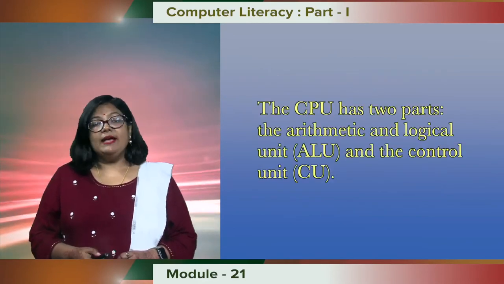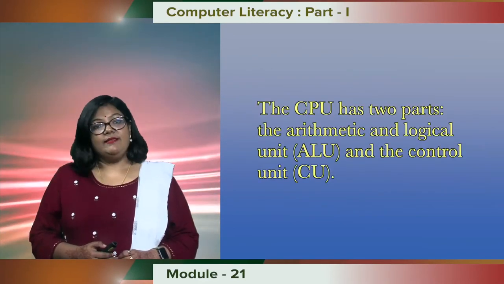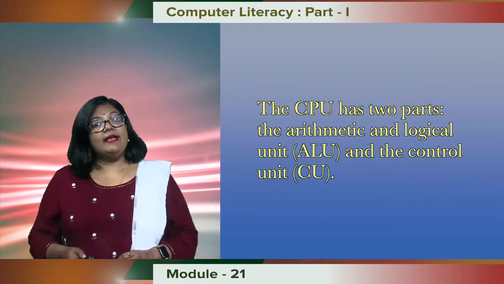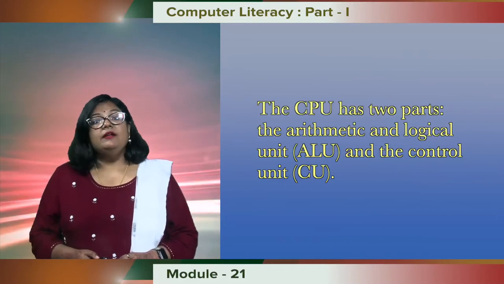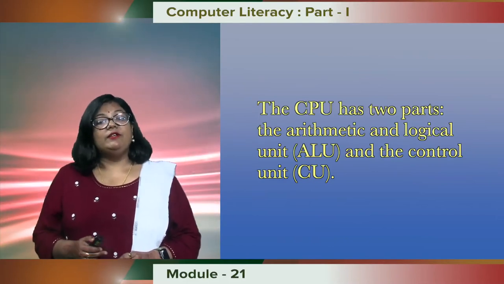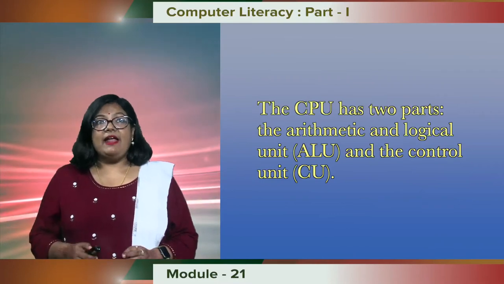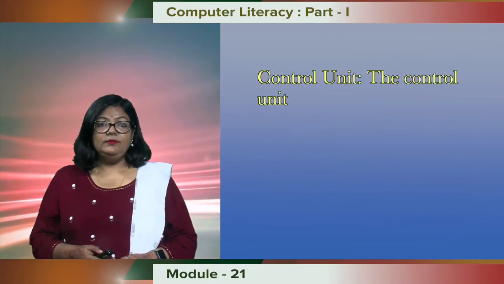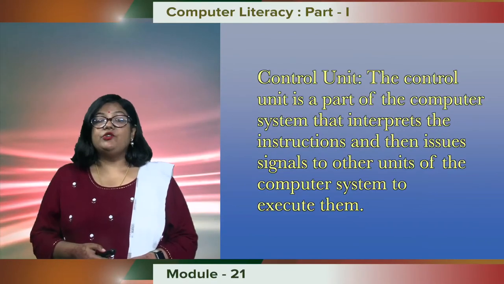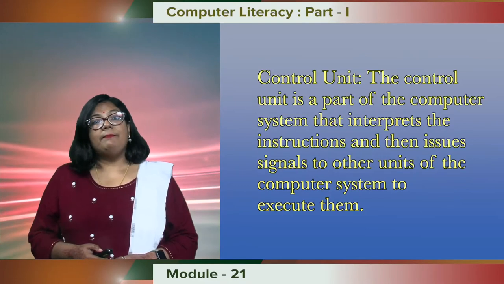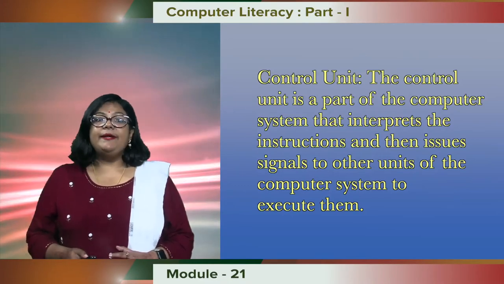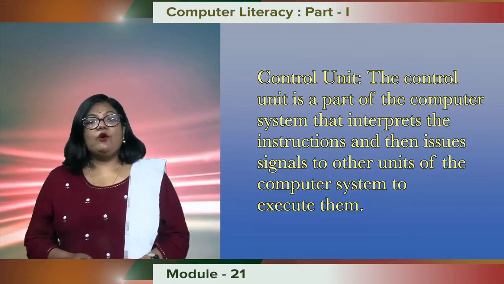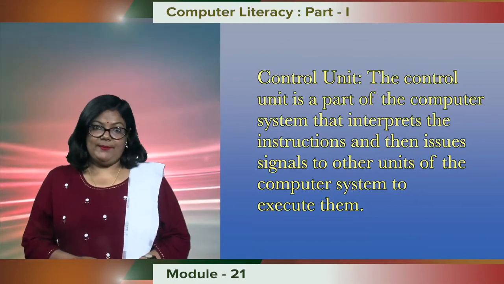Now, the CPU has two parts. The first one is the arithmetic and logical unit, or in short, ALU, and the second one is the control unit. Now, the ALU is the functional part of the computer system that performs the arithmetic and logical bitwise operations. And the second part is the control unit. The control unit is a part of the computer system that interprets the instructions and then issues signals to other units of the computer system to execute them.